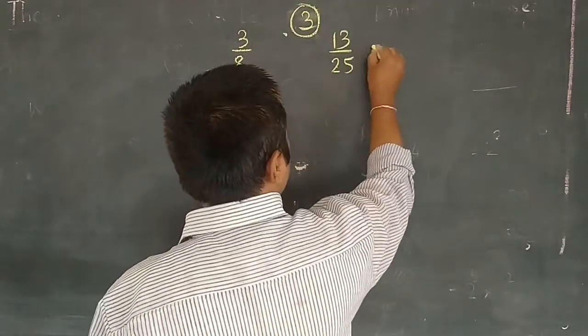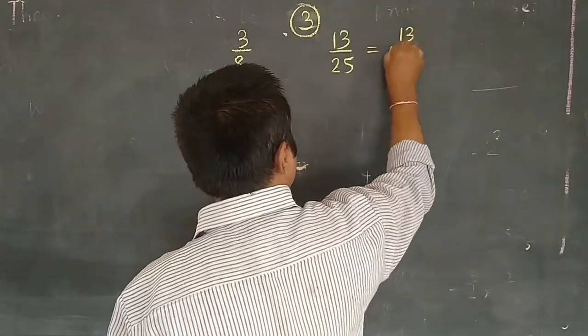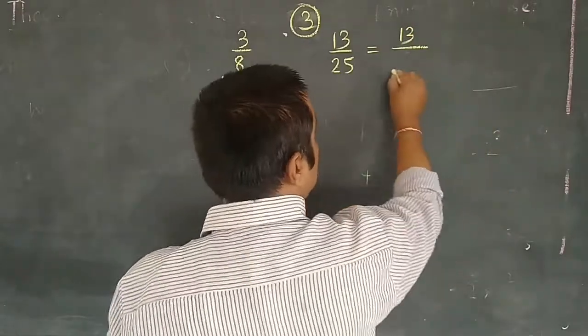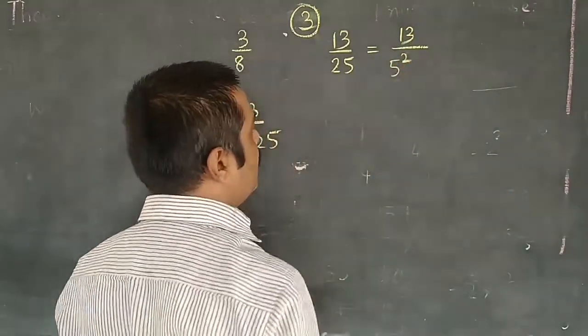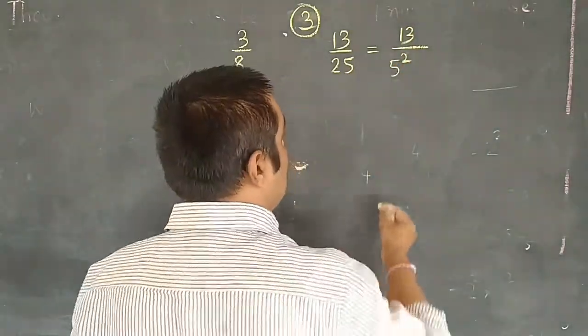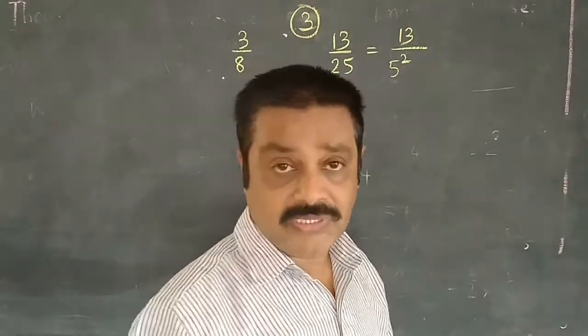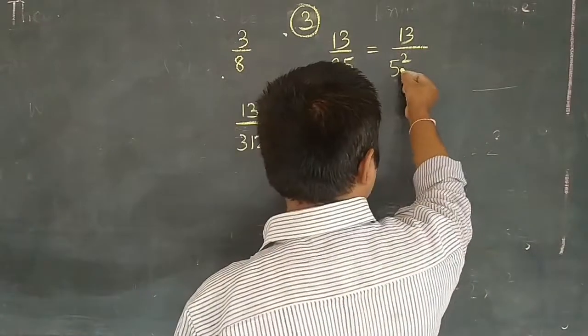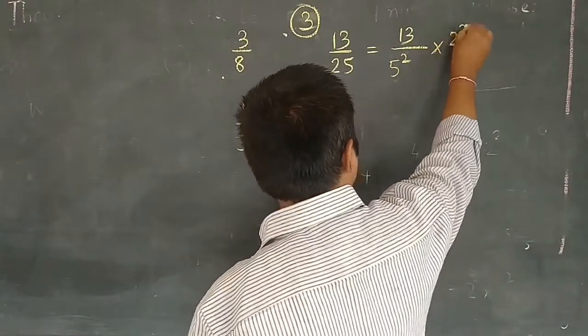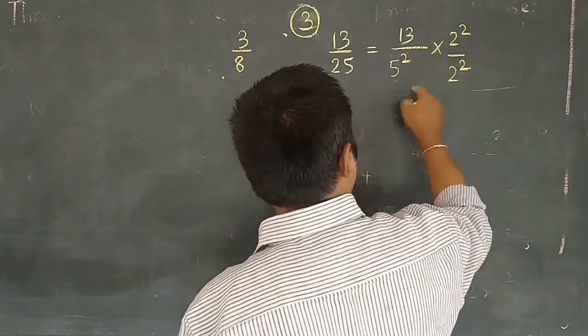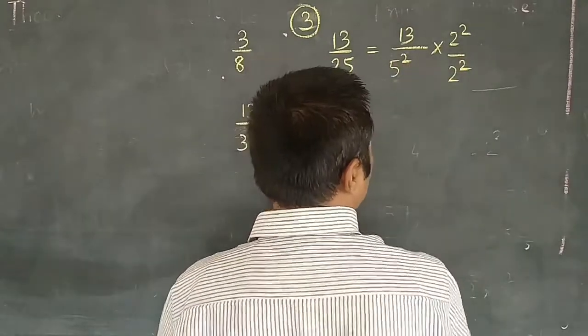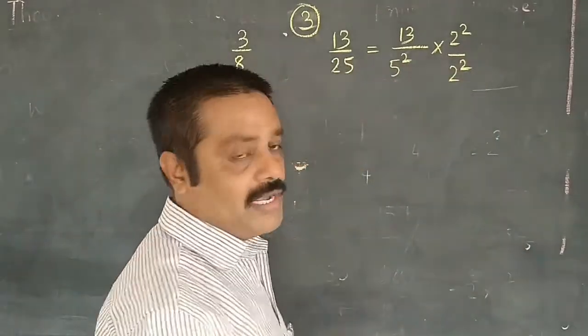13 by 25 means, first of all, 13 as it is written, and 25 you factorize, you get 5 square. 5 square means here how many 5s are there, we need that much of 2s. So here 5 square means you have to multiply both sides by 2 square, because here 5s are there, we need 2 square also.